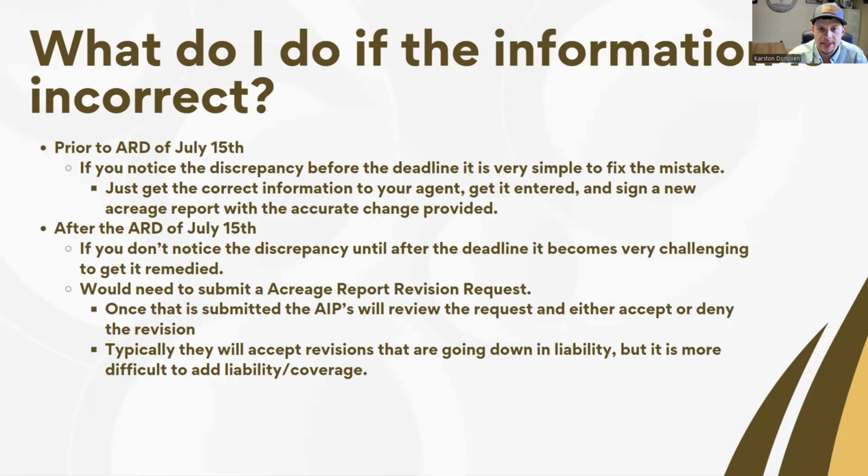And obviously each case is different. So not to just say it's one way or the other, but typically it's a lot easier for them to accept revisions that are going down in liability or coverage. So for example, if you had marked 100% share, but you're actually 50% share, you're going down in coverage. So it's a little bit easier for them to accept that revision. But if you look at it the other way, if it was marked at 50% share and you're actually 100% share, well, you're adding coverage, adding liability. So it's much more difficult for them to be able to accept that. It's still possible, but it is more difficult.